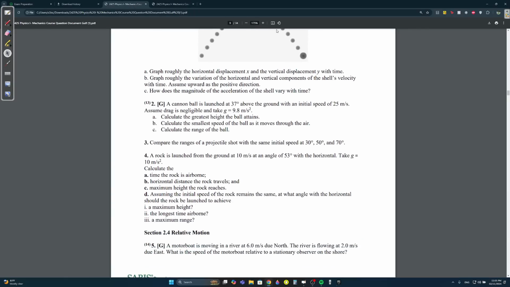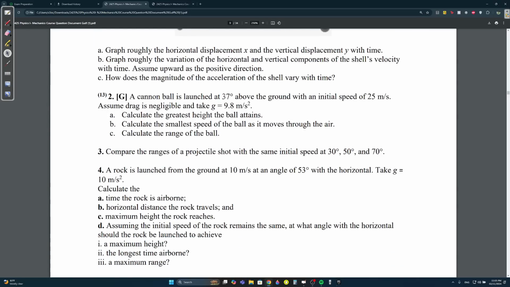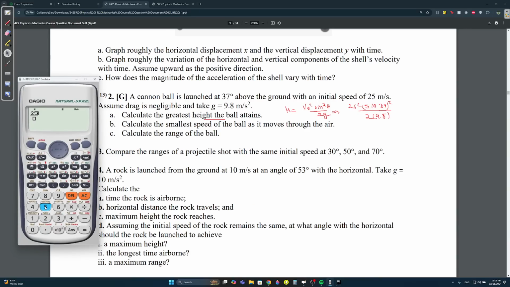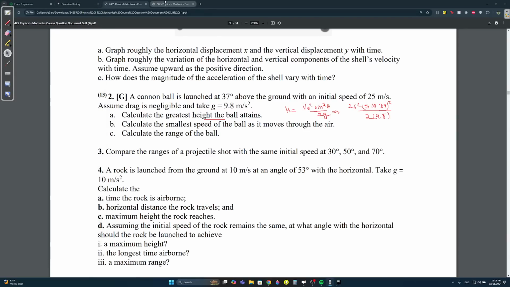A cannonball is launched at 37 degrees with an initial speed of 25. Calculate the greatest height. The maximum height is equal to v naught squared sine squared theta over 2g. So it's going to be 25 squared sine 37 squared over 2 times 9.8. That gives 11.5.